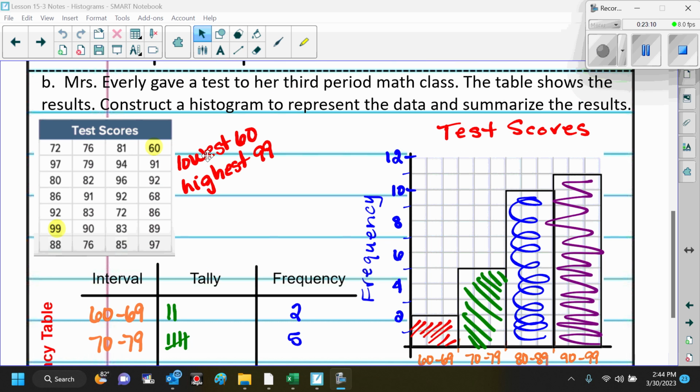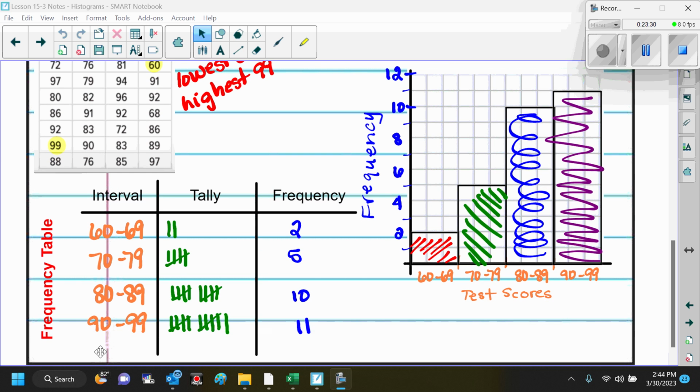This one is example 2B. It says Mrs. Everly gave a test to her third period class, a math class. The table shows the results. Construct a histogram to represent the data and summarize the results. So here, the first thing we wanted to do is create a frequency table.